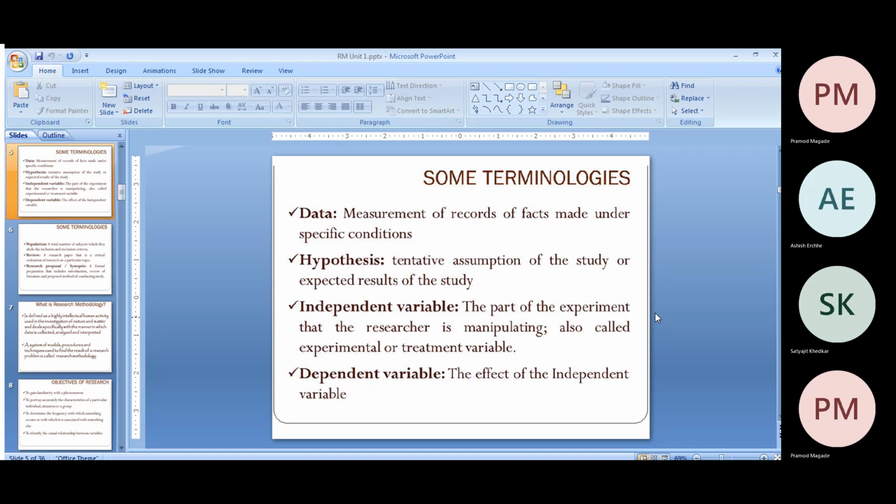Have you understood this? Let me know. Are you getting it? Okay. Clear. So these things are there in case of dependent and independent variables.